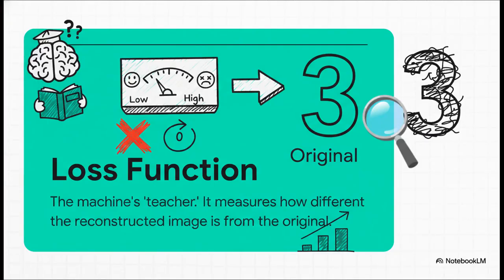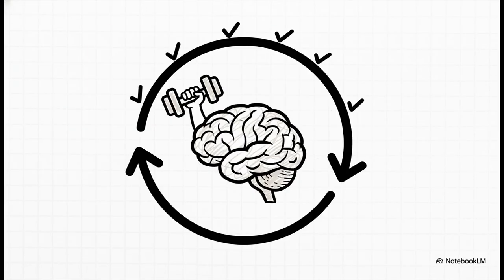Well, it has a teacher, and this teacher is called a loss function. A better way to think of it is as an art critic. After every single attempt the machine makes to redraw a number, this loss function compares the machine's drawing to the original and calculates an error score. A high score means, "Nope, that's a bad drawing." A low score means, "Hey, you're getting really close." The machine's entire goal during training is to do whatever it can to get that error score as low as possible.